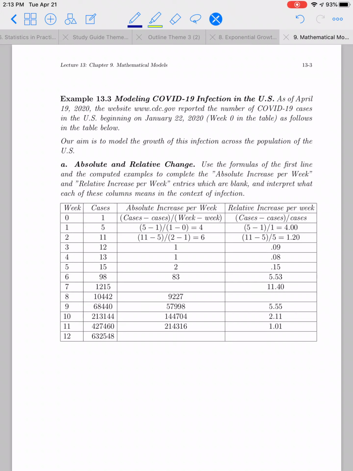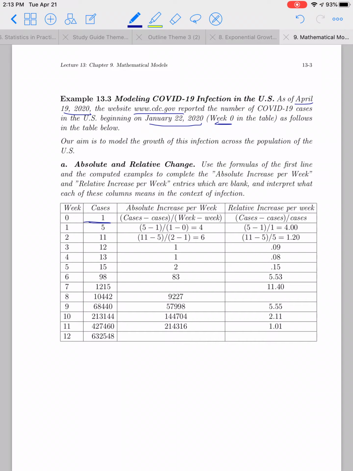So our final video for Chapter 9, and for all new material in the course, will be this last example, modeling COVID-19 infection in the U.S. We have some data taken from cdc.gov. This was collected on April 19th, 2020, and the data starts on January 22nd, 2020. This is week 0 in the table, and that's when our first case of COVID-19 was reported in the U.S.